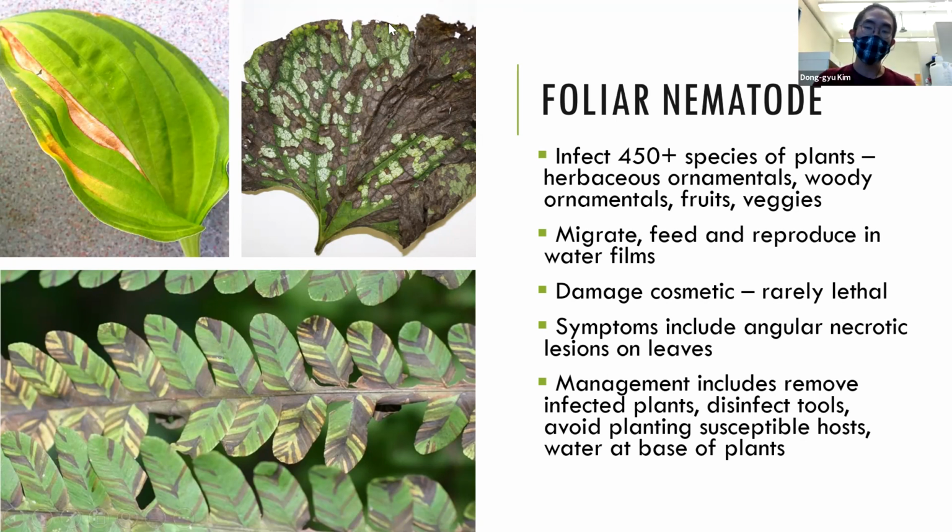But once you've confirmed the presence of foliar nematodes, probably by crushing up these leaves and looking at them under a microscope, management options available for foliar nematodes include the removal of infected plants, disinfecting tools that might have come in contact with diseased tissues, avoiding planting susceptible hosts in the first place, and watering at the base of the plants so that the foliar nematode doesn't have this water channel to travel up to the leaves.